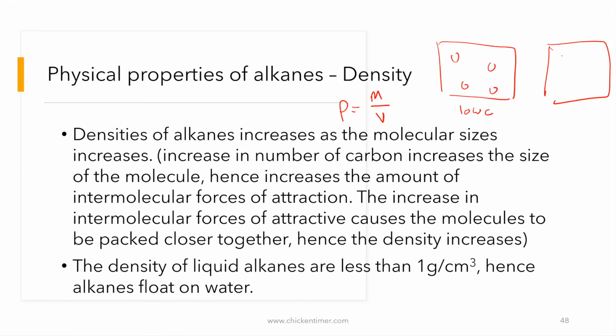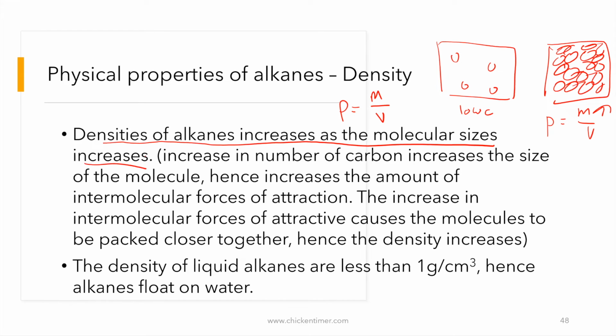Then if you have a high number of carbon, the molecules will be closer together. So the number of atoms or molecules per unit volume increases. So then density will increase because the mass increases. So they're packed closely together. Another way to explain it is because of the intermolecular forces of attraction. Because the forces of attraction increase, particles become closer to each other. When they become closer together, density is also a measure of how packed the atoms are. So because it's more packed, the density increases. You can also understand it like that. But if it's too complicated, just remember this. Then liquid alkanes are less dense than water, so they will float on water.